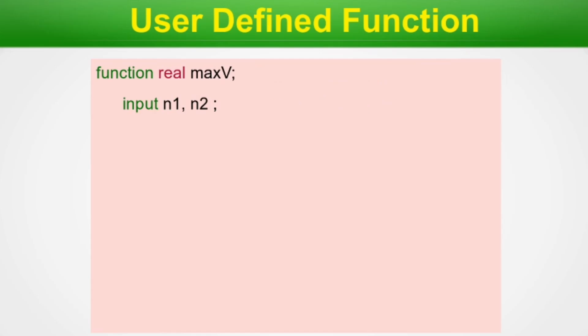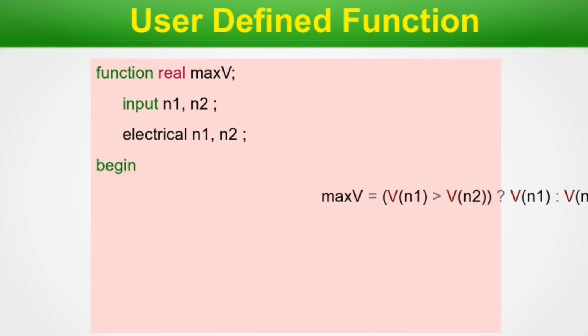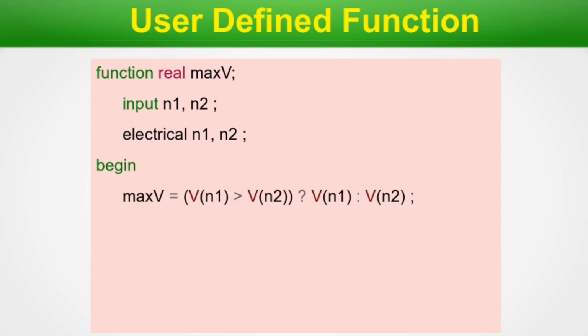Let's look into one example here. Function, the return type is real, then max v. We write input n1, n2, electrical n1, n2. These are the natures of the inputs. We start the body. We write here max v is equal to V(n1) greater than V(n2). If this is true, max v will be V(n1), otherwise V(n2). So this is a ternary operator. We discussed this operator a few slides back in the operator slide. And we end the body here. And we end the function with the end function keyword.